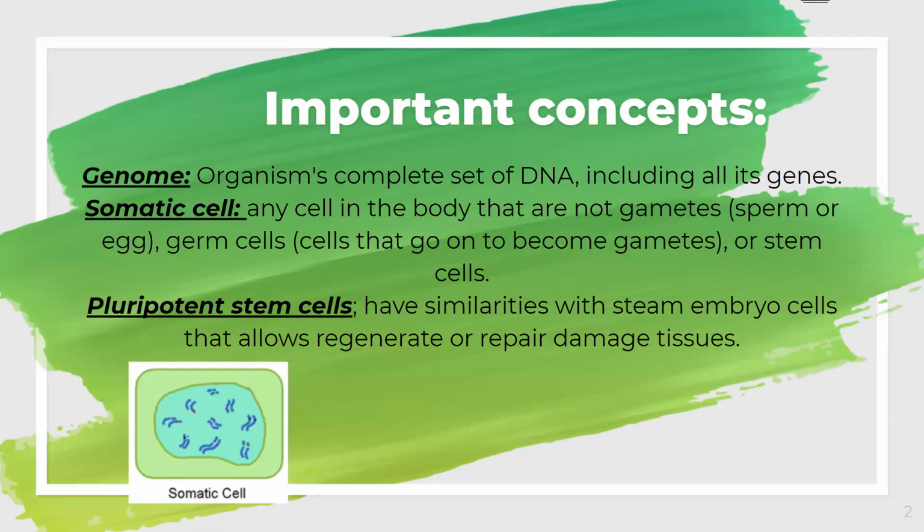its genes. Also, the somatic cells are any cells in the body that are not gametes, sperm, or egg. Germ cells are cells going to become gametes or stem cells. Also, it's important to know the pluripotent stem cells because they are similar to embryonic stem cells, which allow generating or repairing damaged tissues.